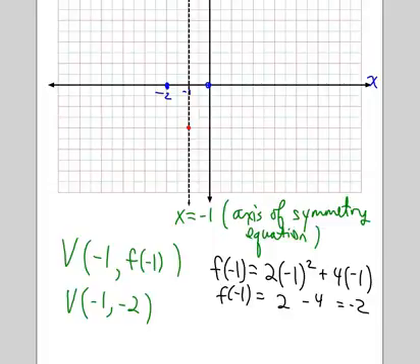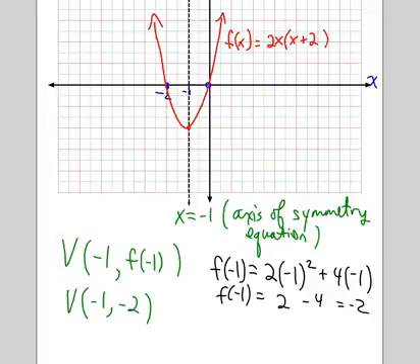Now, knowing that the parabola here has symmetry, it would have to open upward. From there, we could give a quick sketch of the graph and label that with our function equation.